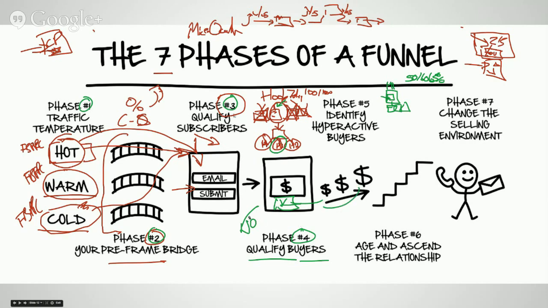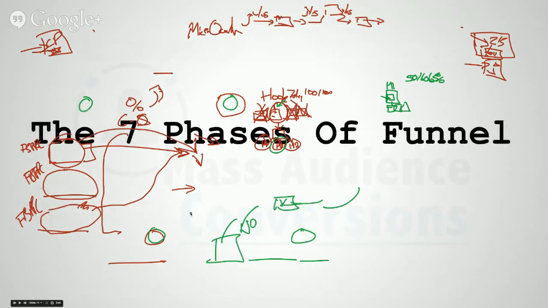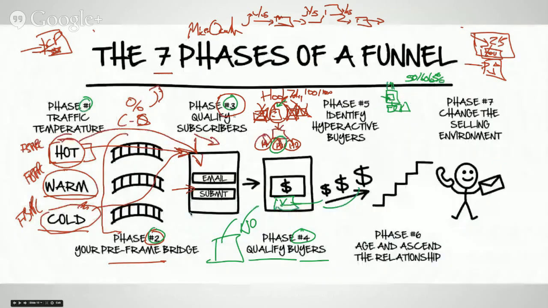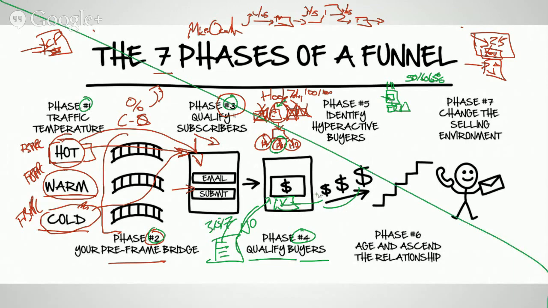So now this person that says no, they get put into a list that's basically a 3 or 5 or 7 email follow-up sequence, pointing them back to the sales page, giving them more benefits, more reasons, pushing on their pain buttons even more, directing them back to the sales page to come and want more.